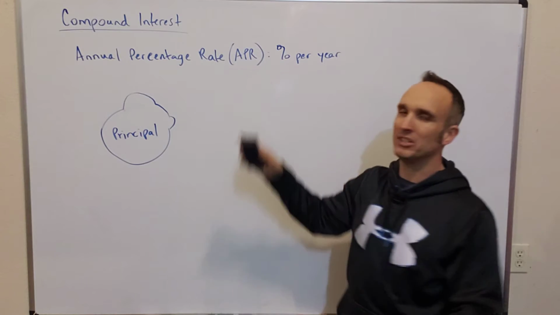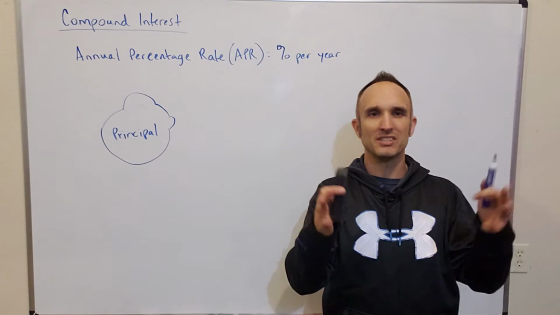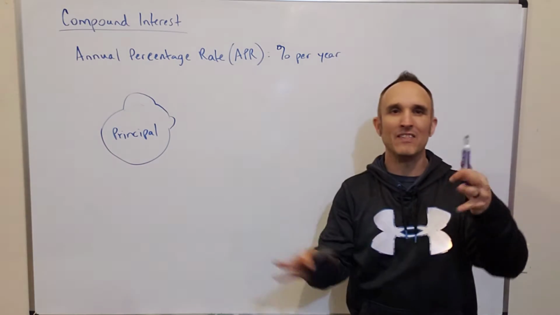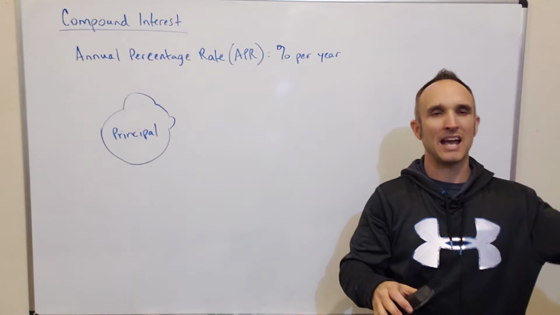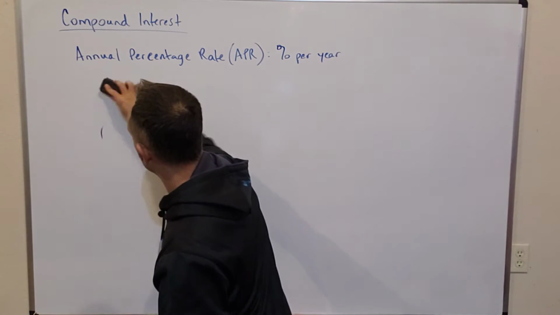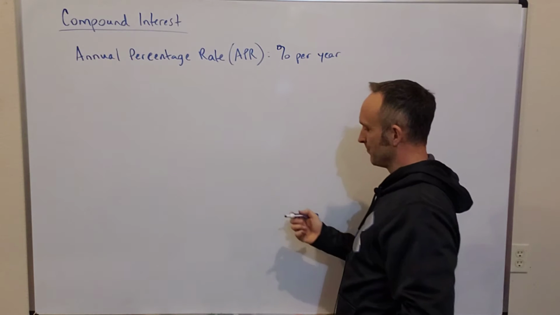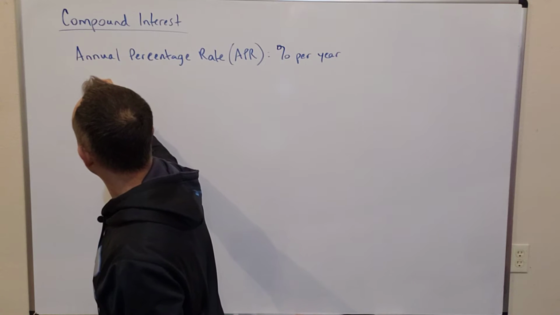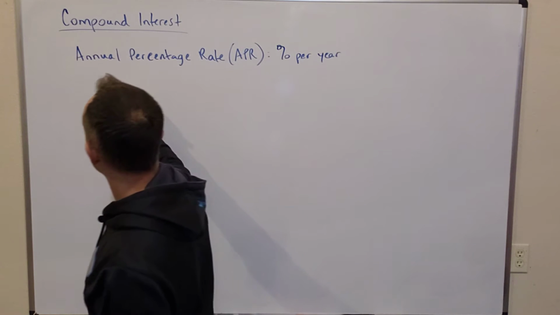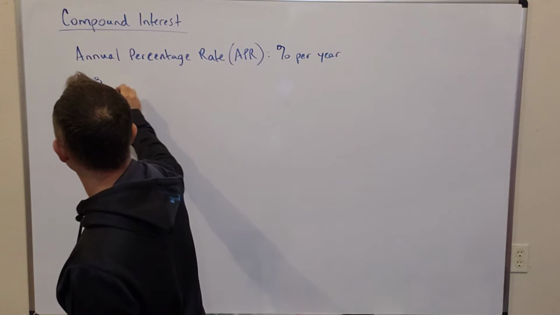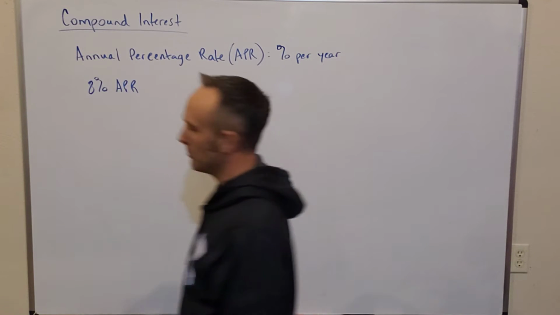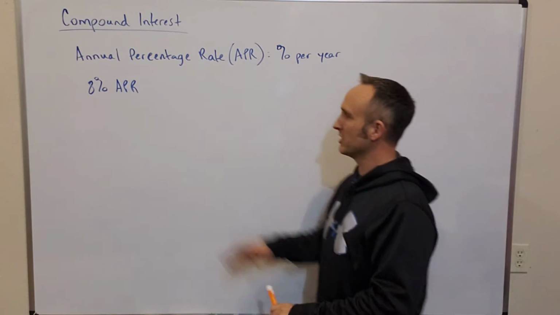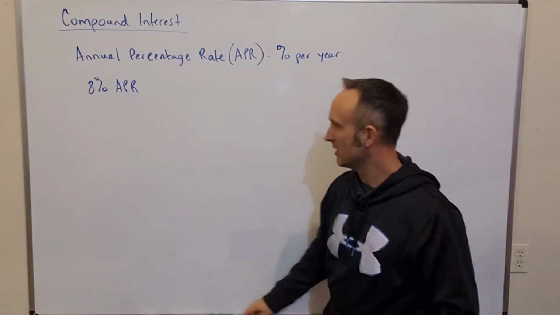Interest rates can compound at different points in time. So the standard is to identify an interest rate in terms of how much percent per year, and then you adjust it based on how often the interest actually compounds. So let's talk about different ways that interest can compound. Let's use an example, and let's keep it simple. How about 8% APR? Okay, 8% APR, annual percentage rate. What we're going to do is convert this to different interest rates.